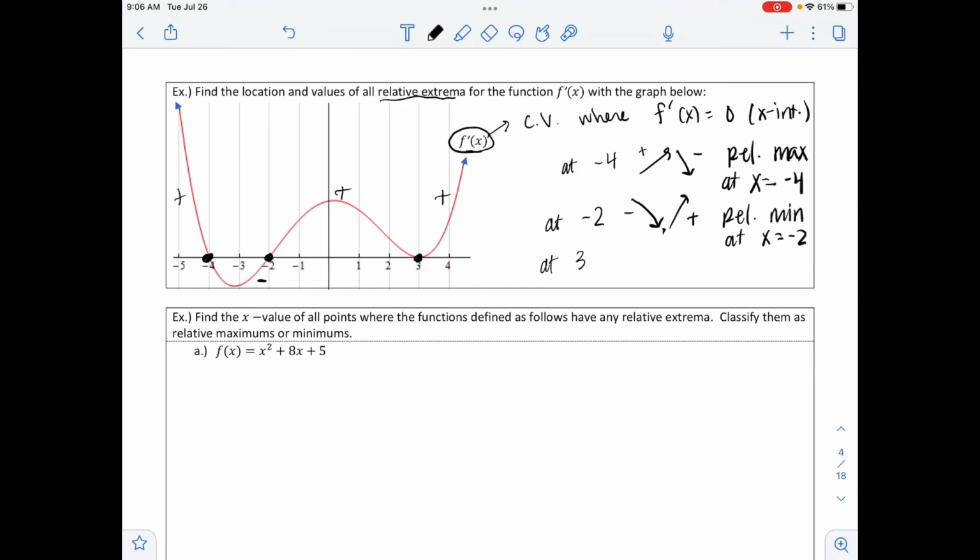And if you notice, it goes from positive to positive. And so this means that there is no relative extrema. So I'll put down none.